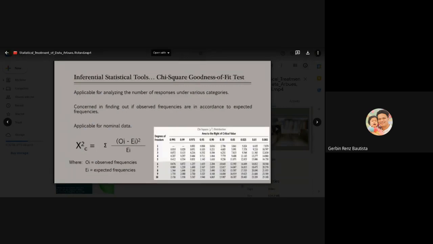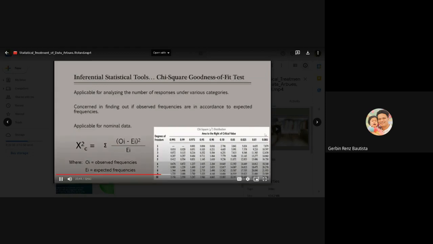The chi-square test, or the chi-square goodness of fit test, is applicable for analyzing a number of responses under various categories. It is concerned with finding out if observed frequencies are in accordance with expected frequencies. The chi-square goodness of fit test is applicable for nominal data.